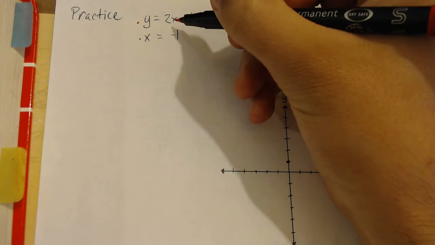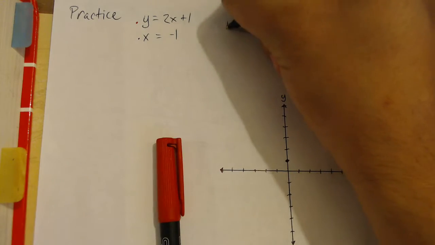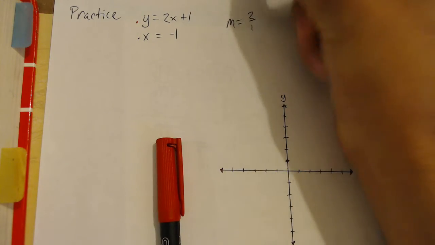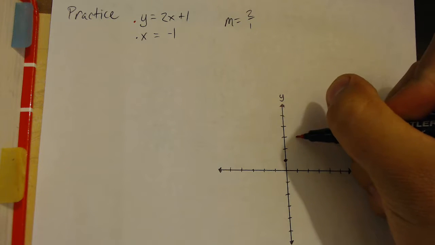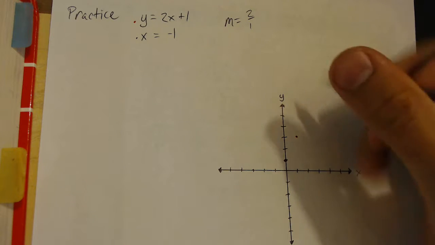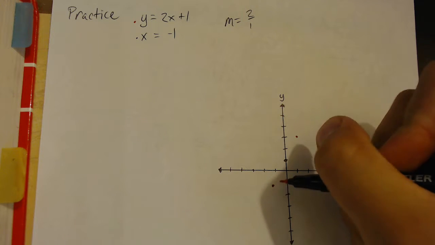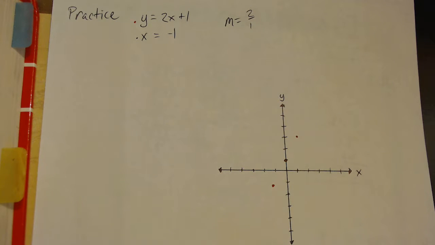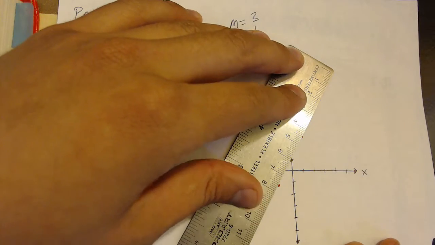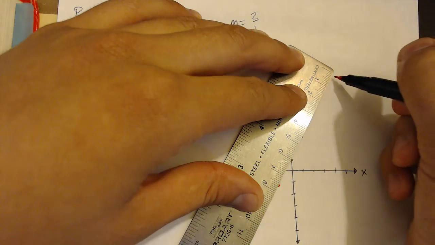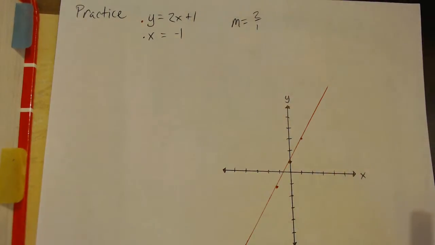And then it gives me a slope of 2, which means as a fraction, the slope, or the m, would equal 2 over 1. So that's a rise of 2 with a run of 1. So every time I go up 2, I go over 1, and I've got a point. Or I could do the opposite. I could drop 2, go over 1, and I've got another point. From there, I'm going to go ahead and finish drawing the line. And that's my first line.